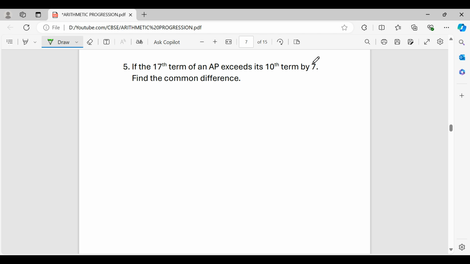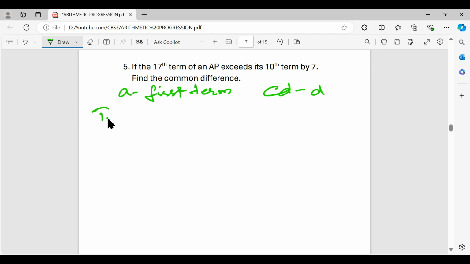Okay, now the difference of the 17th term and 10th term is 7, and we have to find the common difference. So let's work on this. A is the first term, and this will remain the same. And now the common difference is represented by D.